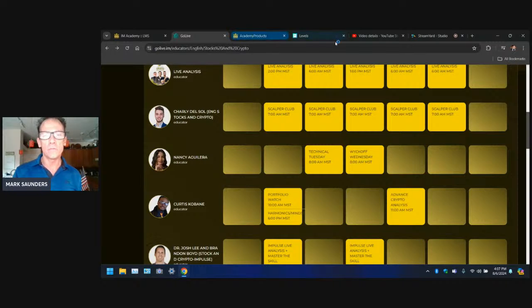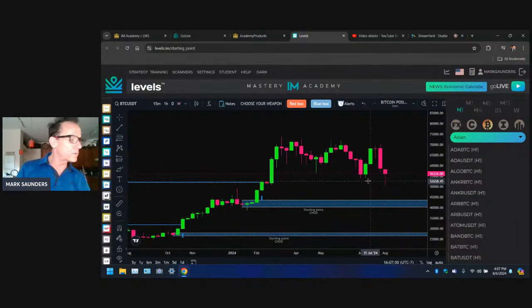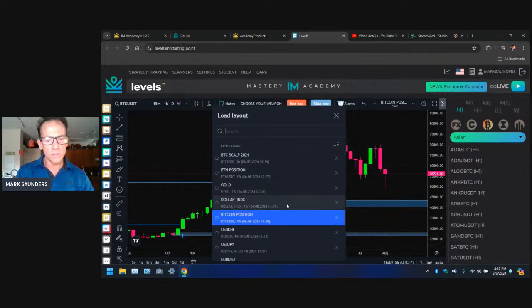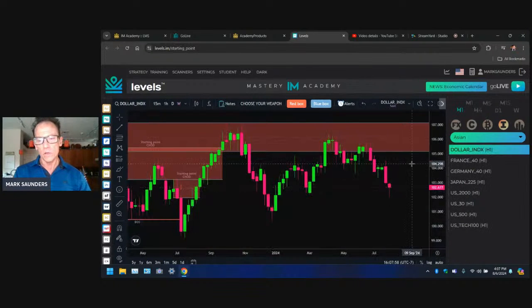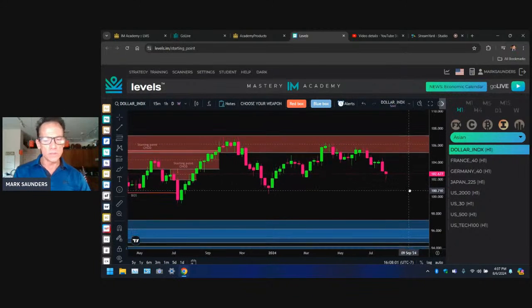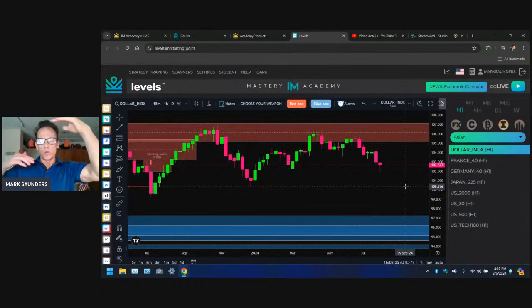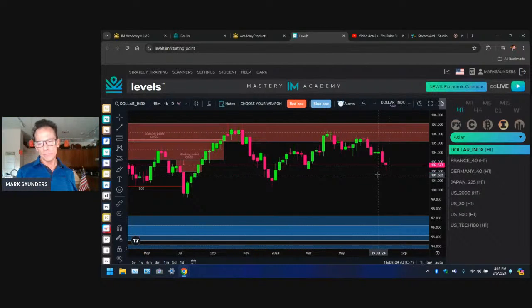Okay, so we said we were going to look at gold and the dollar. So let's look at the dollar. I've been watching this. This is on the weekly. The red is resistance and the blue is support. But this is the dollar.